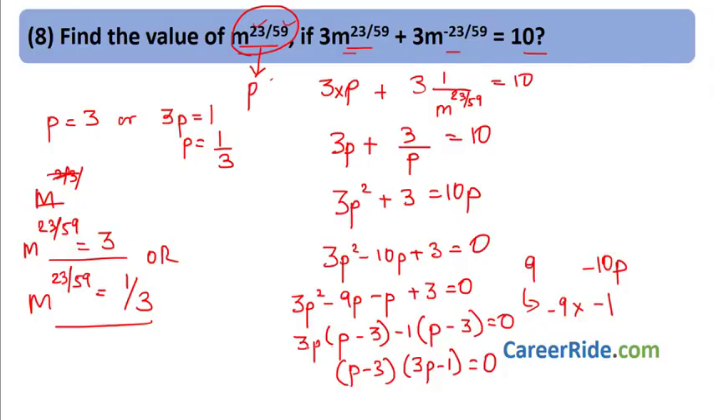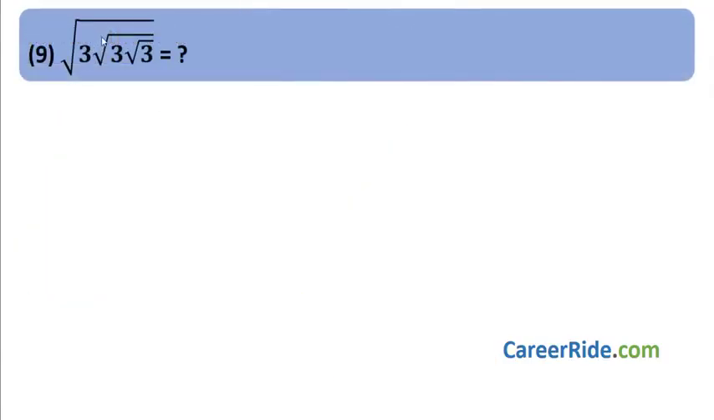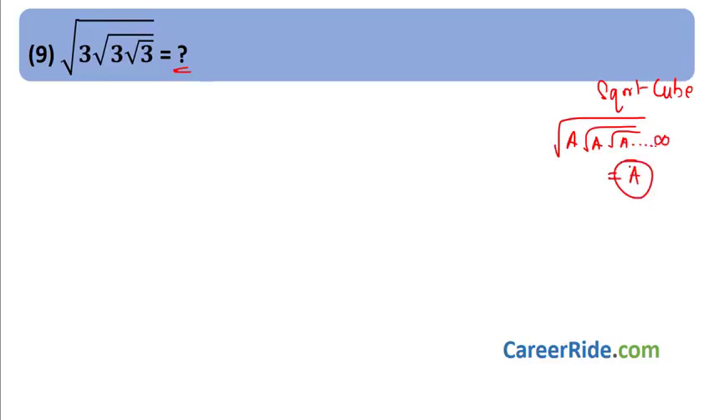Moving to next question. Root of 3 root 3, equal to question mark. We have to find the answer for this. Now if you have seen the video on square root and cube root, you will realize that we have given a trick that if we have a root of a up to infinity, then the answer is nothing but a. But over here please pay attention carefully. This is not infinity. It is only 3 times.